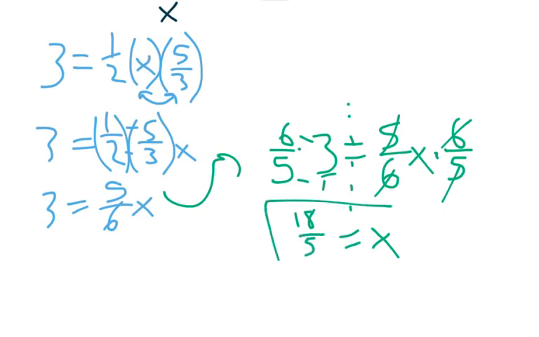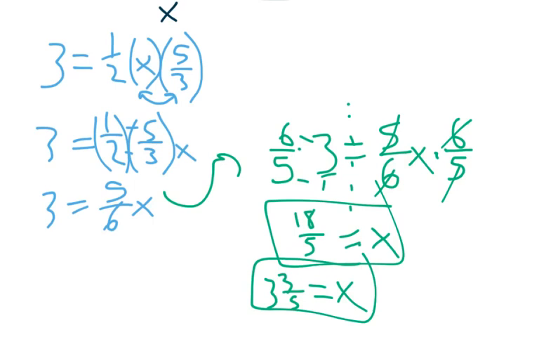So if you wanted to, you could box it, walk away. That's totally fine. If you want to go one step further, you could make it a mixed number, which would be 3 3/5 is equal to x. Either way is fine. But again, you're going to have a couple problems where you're going to have some fractions.